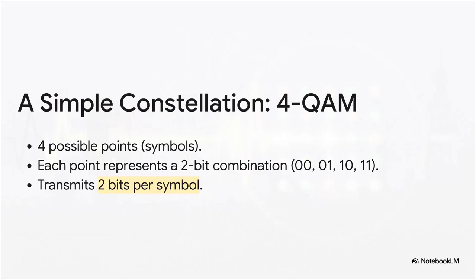Let's start with a really simple example, for QAM. Here we have just 4 possible points, 4 symbols. So we can assign a unique 2-bit sequence to each point. 0 0, 0 1, 1 0, and 1 1. Now think about that. With every single pulse, every symbol we send, we're now transmitting 2 bits of information instead of just 1. Bam! We've just doubled our data rate without using any more bandwidth.